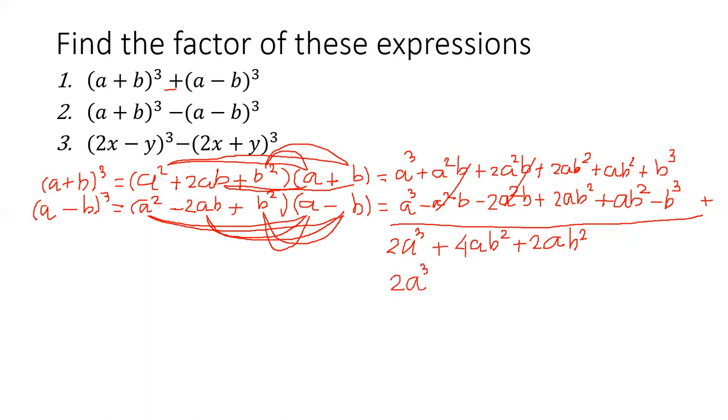But we could simplify these expressions. They become 2a³. Look at this, the variables ab² and ab²: 4ab² plus 2ab² becomes 6ab². So the factors of these expressions equal 2a³ plus 6ab². Now we are going to find the solutions.